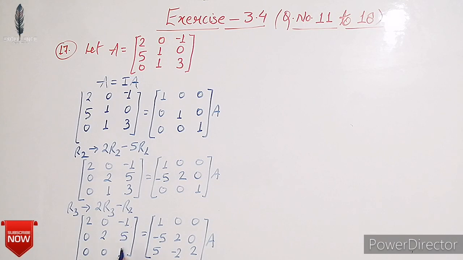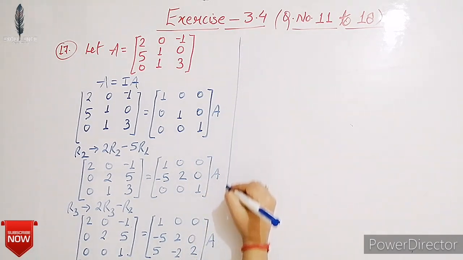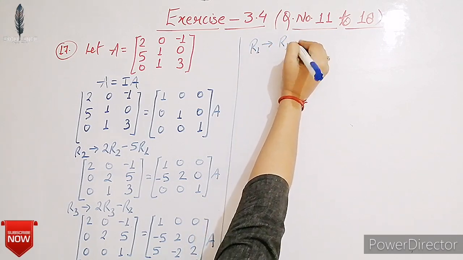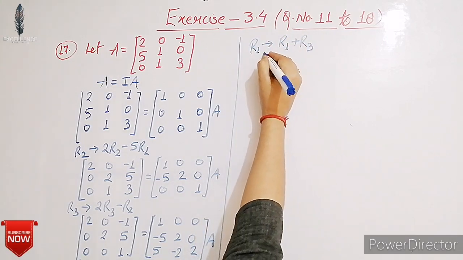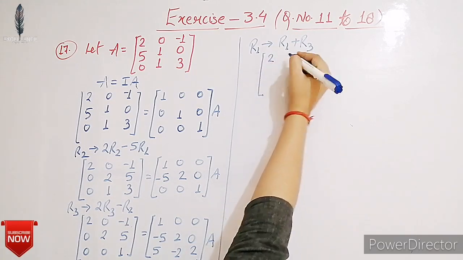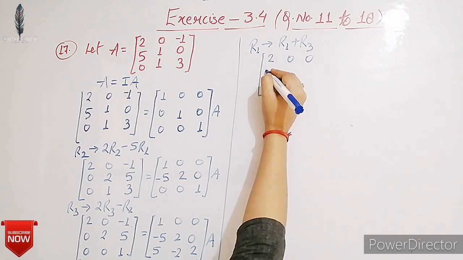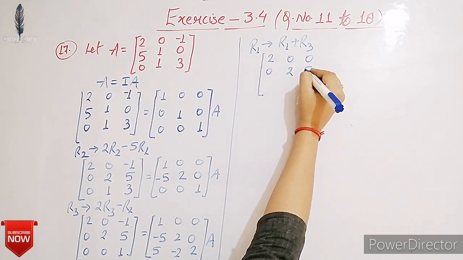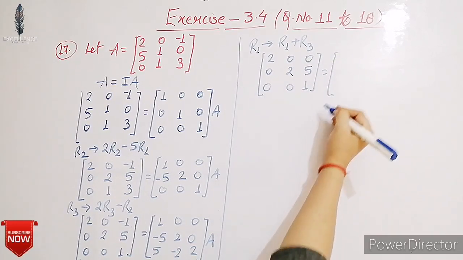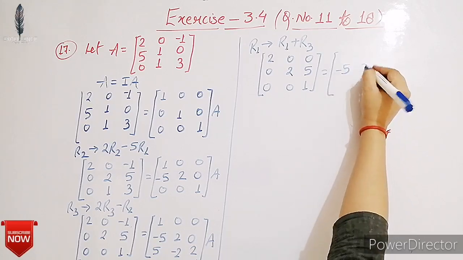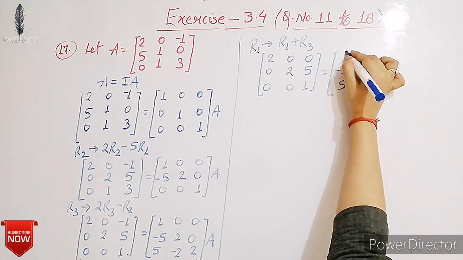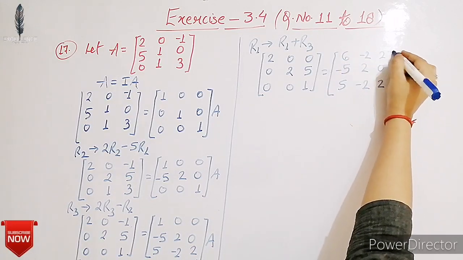A. Now change this minus 1 into 0. So R1 changes to R1 plus R3. Then we get here 2, 0, 0, 0, 2, 5 and R3 is the same 0, 0, 1 equal to, here also R2 and R3 are the same. We have to change only R1 according to R1 plus R3. Then we get 6 minus 2 and here 2.